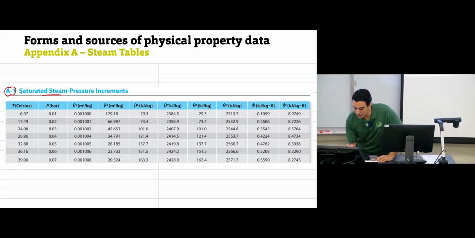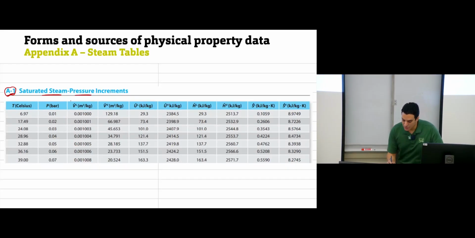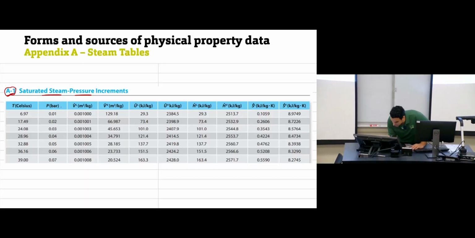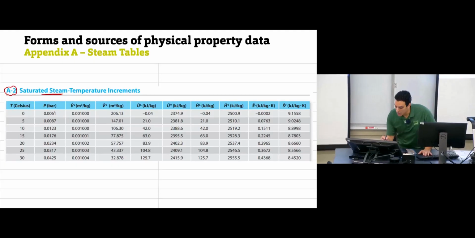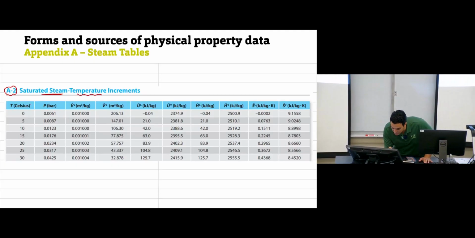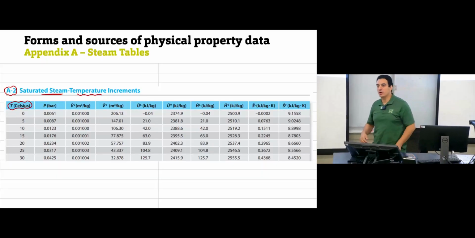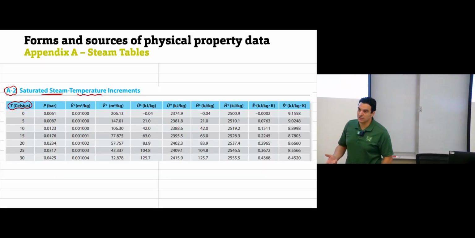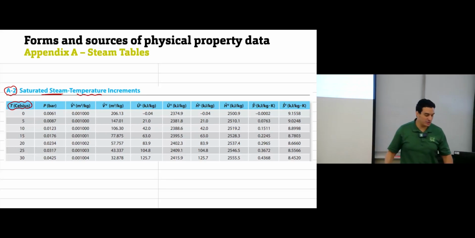Because the first one, table A1, is by pressure increment. The numbers are arranged by pressure. While table A2 is by temperature increment. It's arranged by temperature. So I can tell you I have saturated steam, for example, and the pressure is 1 bar. Find the properties for saturated steam at 1 bar.